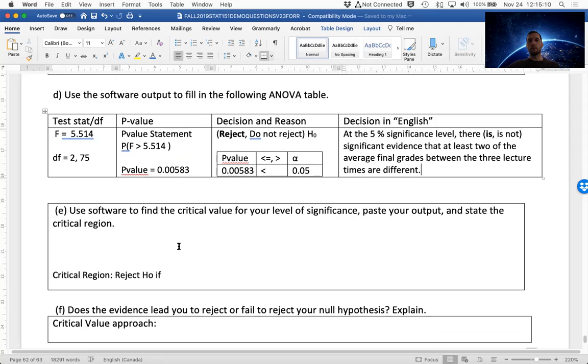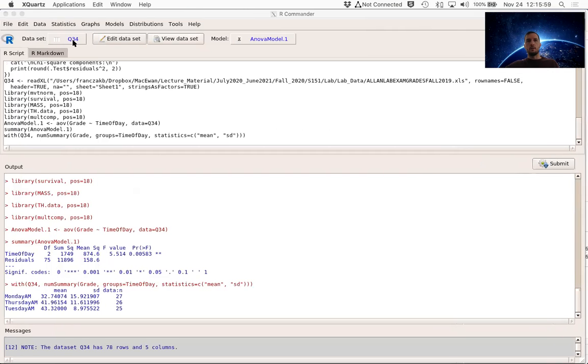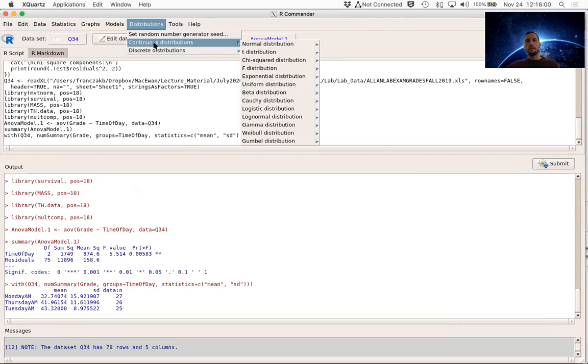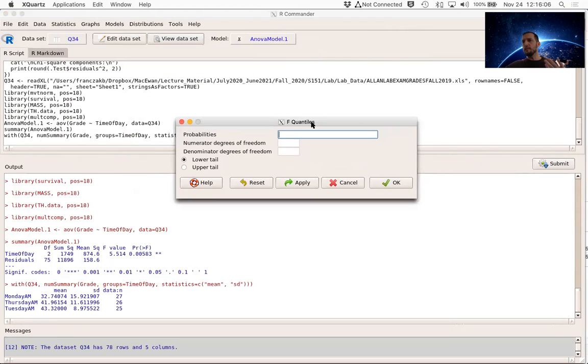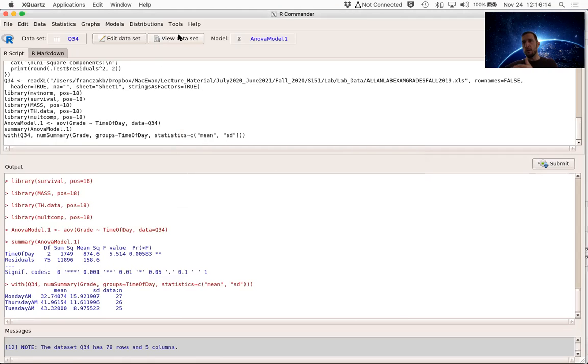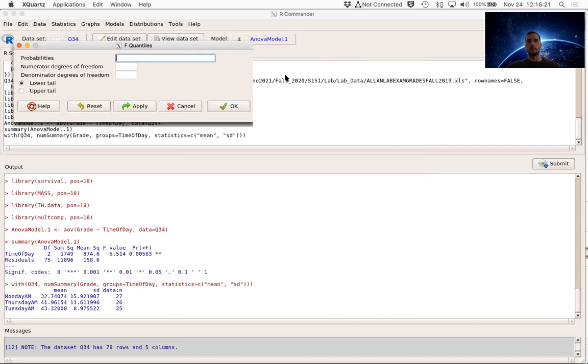Use software to find the critical value for your significance level, and paste the output. Okay, so to find the critical value for an F-test using Rcmdr, we type distributions, continuous, F distribution, F quantiles. This is very similar to how we found critical values for the normal and the student T. Basically all we're doing here is finding an F value on a particular distribution.